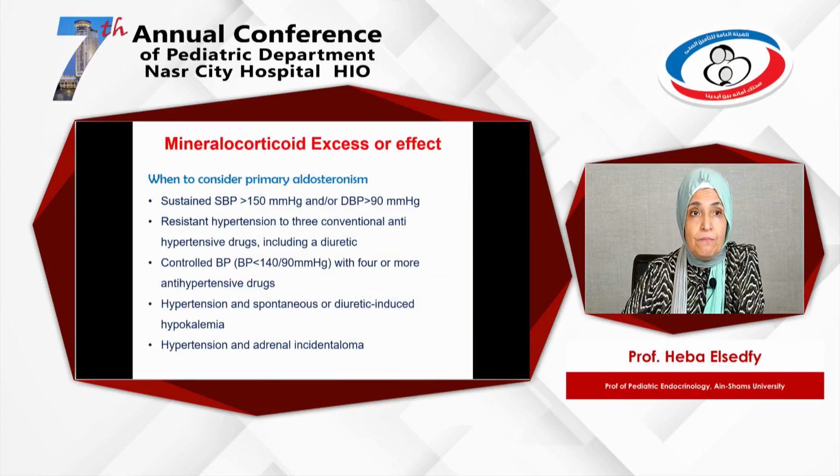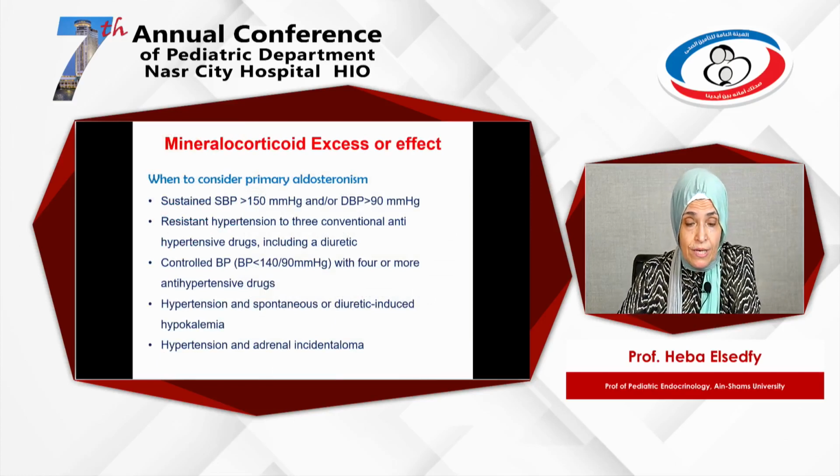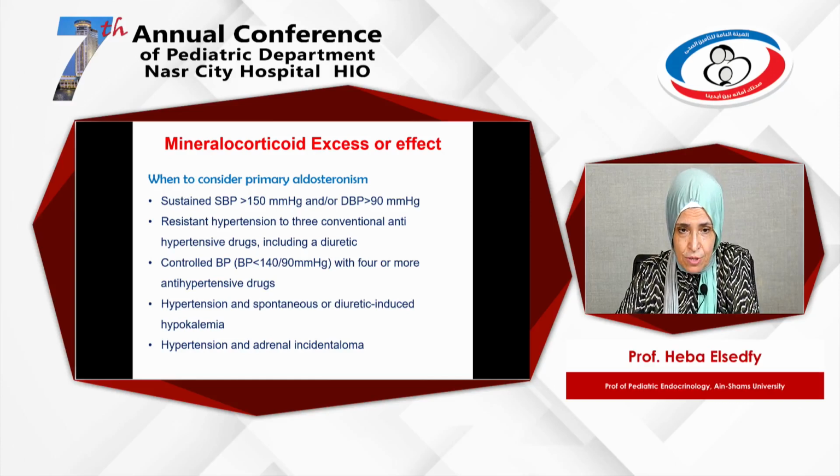Now we come to the mineralocorticoid role in hypertension. This can result from excessive secretion of mineralocorticoids or excessive action on the mineralocorticoid receptor. So when do we consider primary aldosteronism?